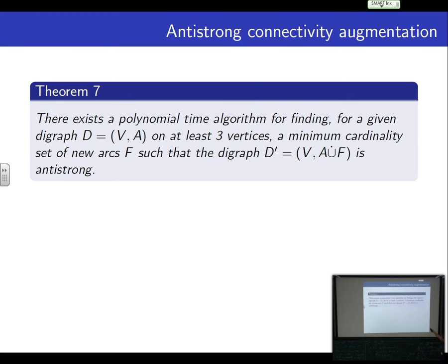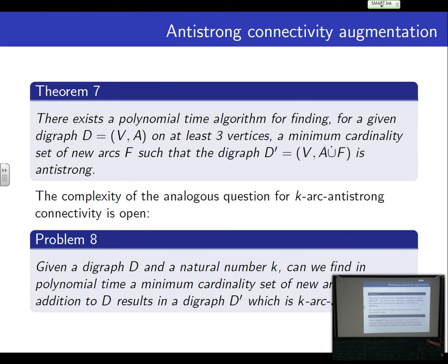Okay, so now we come to the question which leads to the problem I mentioned the other day. If you give me a digraph, I can easily find out whether it's antistrong: I just look at the bipartite representation. If the bipartite representation is not connected, then the graph is not antistrong, and I can easily find the minimum number of new arcs to add in order to be antistrong, because this is really just making the bipartite representation connected while preserving bipartiteness. And this is easy for k equal 1.